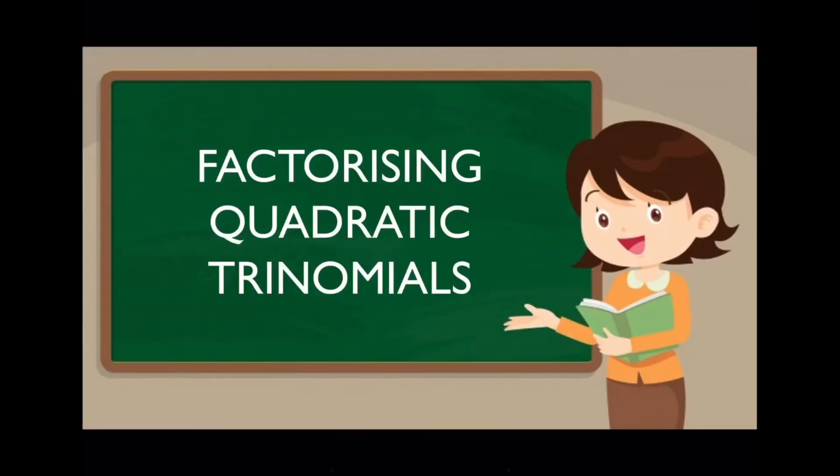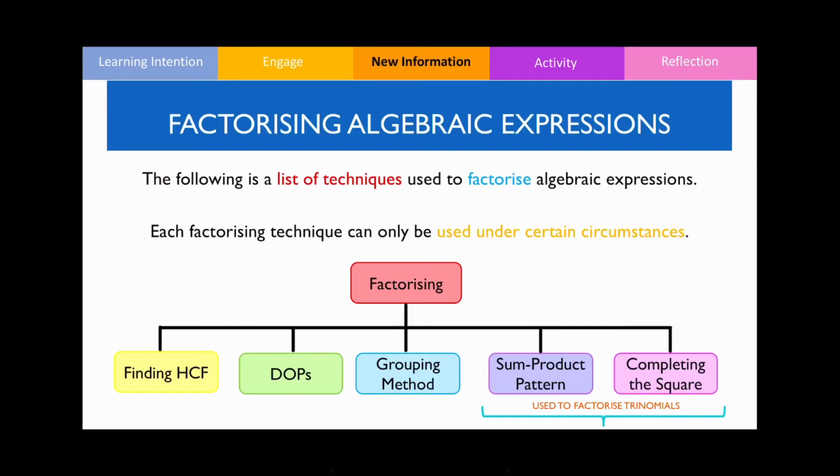I'm now going to be discussing factorizing quadratic trinomials. I know that we've already spent some time looking at factorizing quadratic trinomials by finding the highest common factor, by doing DOPs, as well as the grouping method. But the focus of today's lesson is looking at the other techniques that we use to factorize quadratic trinomials.